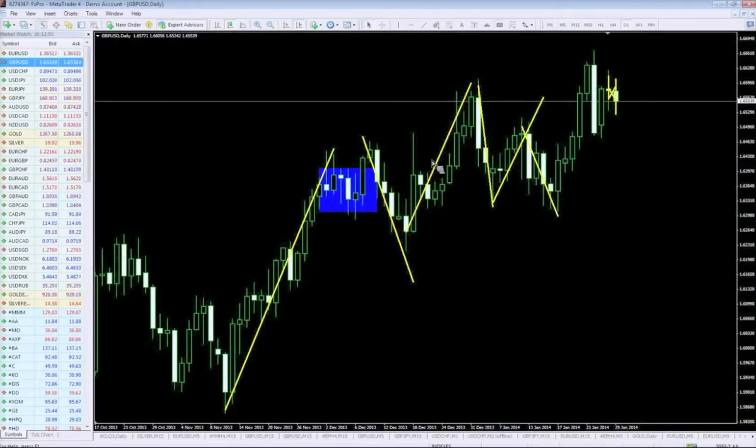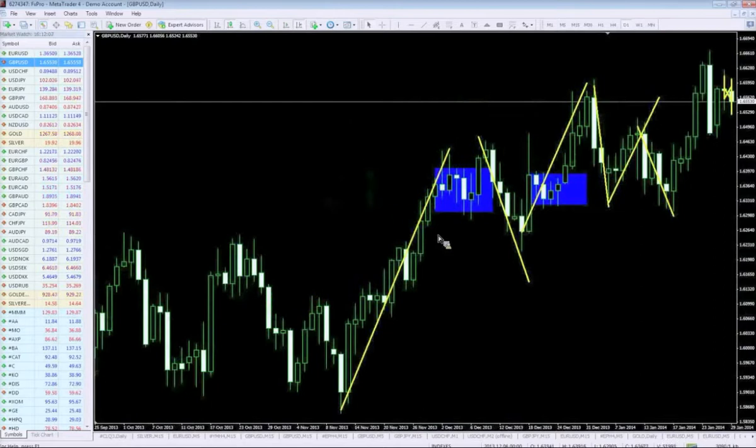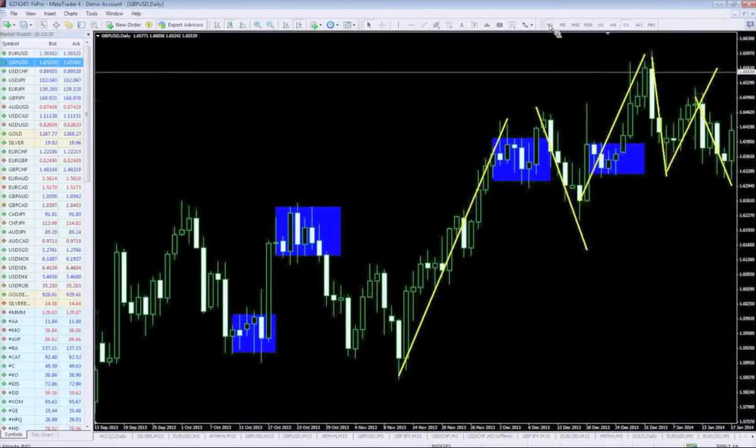We had a consolidation right in here. I missed. Here we had a consolidation. The candles kind of bounced around. Here we have a consolidation. Here we have a consolidation. So I want you to see that this works on any time frame.